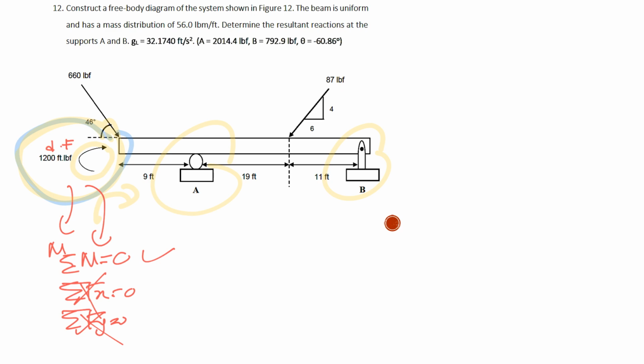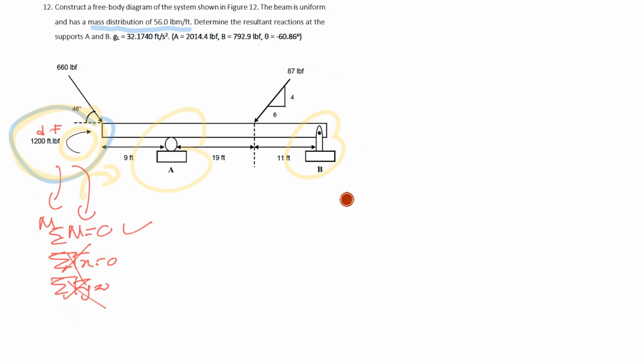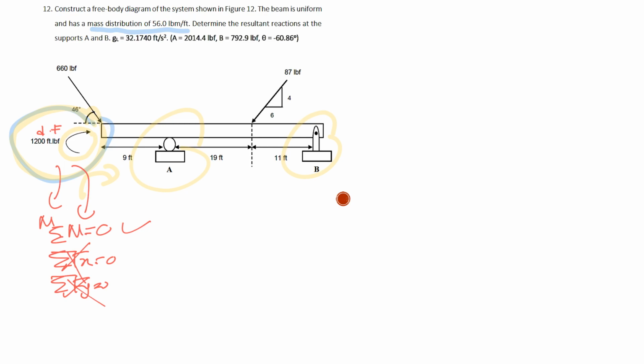Okay, so let's start with the first part, which is definitely that you need to draw the FBD. Then you can see that here you have a mass distribution, which means that you need to find the force first. This mass distribution is in pound mass, so definitely you need to use the engineering system. That's how you detect it. Okay, so I'm going to show you the calculation first. I need to convert the 56 pound mass per feet into weight or gravitational force. So I'm going to show it here.